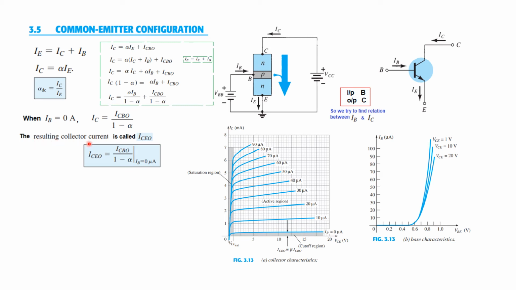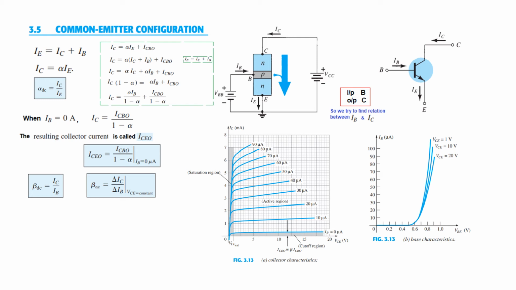Okay, the resulting collector current is called ICEO. So this current is called ICEO, which we saw here. And the name is ICEO, but it is actually ICBO divided by 1 minus alpha, or it is ICBO multiplied by beta. Now we are defining a new term called the beta of the transistor, or beta DC. This is IC divided by IB. Note, in the previous case, in the common base case, it was IC divided by IE, and we called it the alpha gain, and now we call it the beta gain. Beta is IC divided by IB, and since IB is very small, in microamperes, this value is going to be quite large, somewhere from 100 to 500.